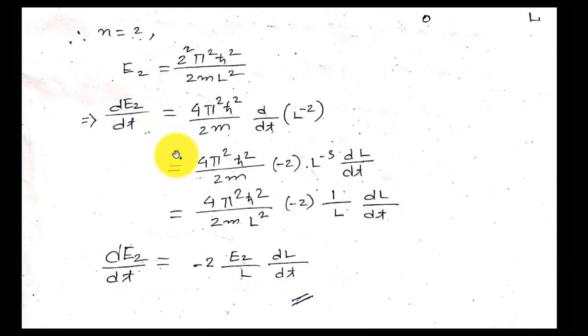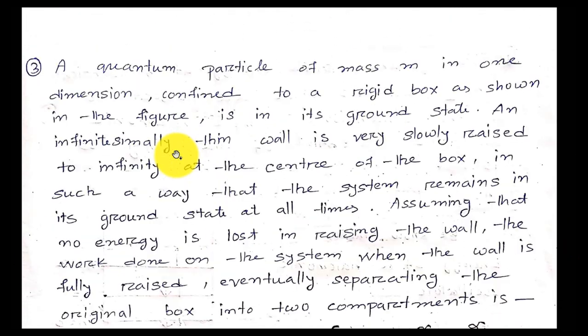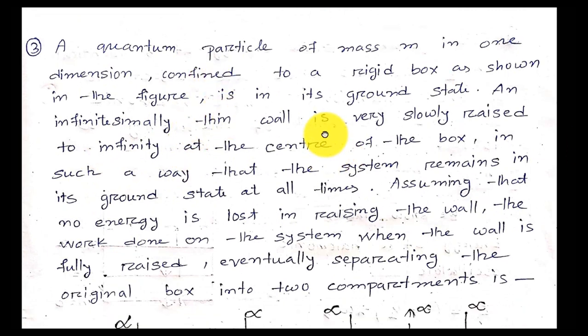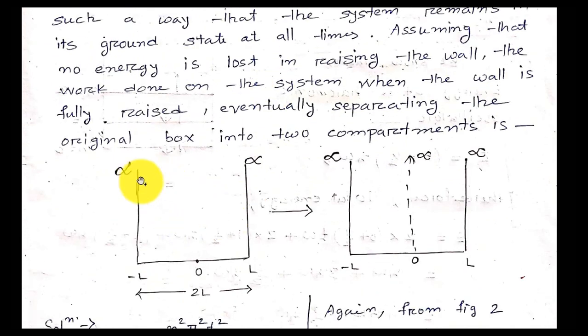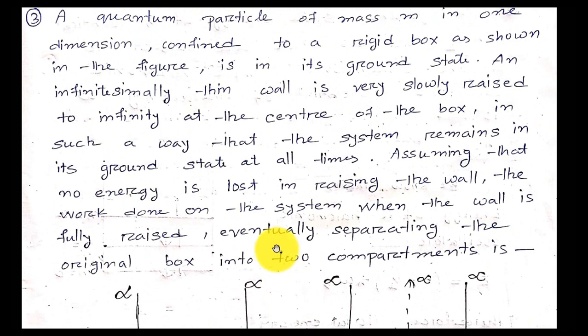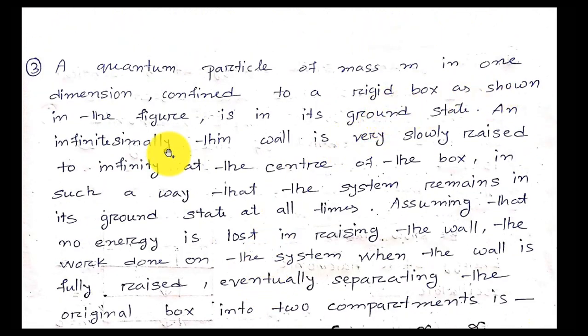So, next question. Suppose in the question it is given that a quantum particle of mass m in one dimension is confined to a rigid box as shown in the figure. Here is the figure: a one-dimensional box of length 2L, and a particle is confined in this box.